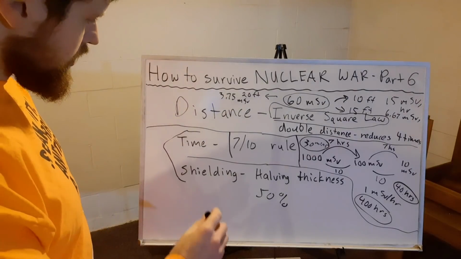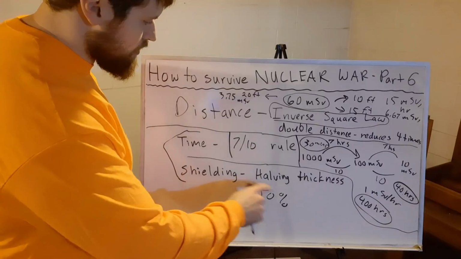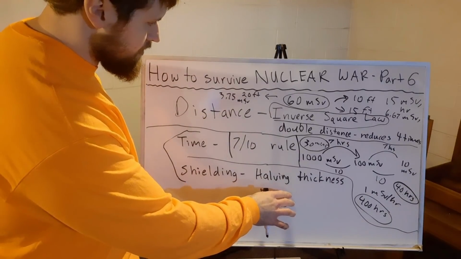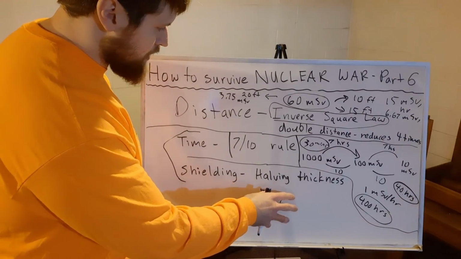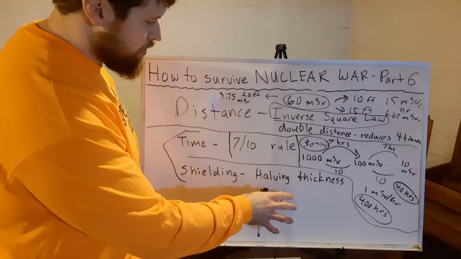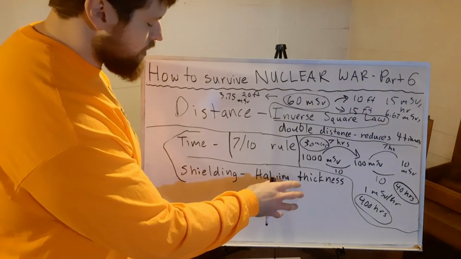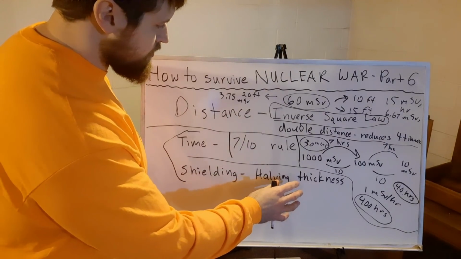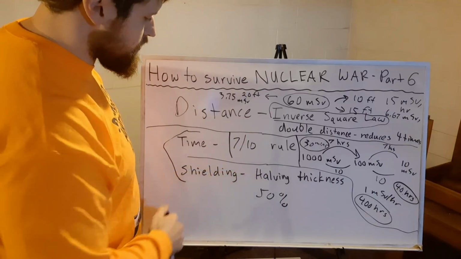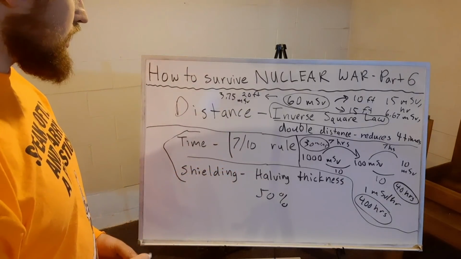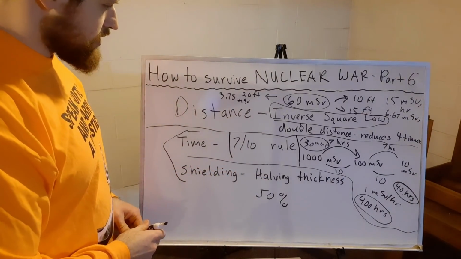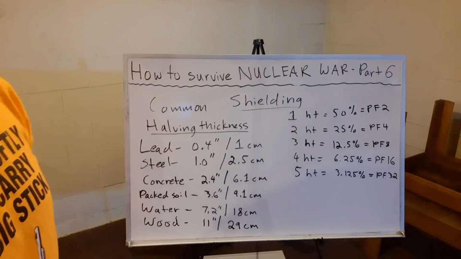All right, so what I'm going to do now is I'm going to talk a little bit more about halving thicknesses and expand a little bit upon that, because that's very important to understand for fallout shelters and suitable shelters for protection against radiation. So let's continue on with shielding.